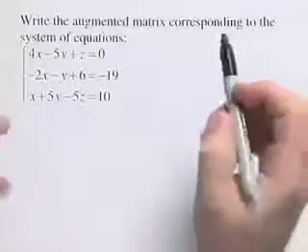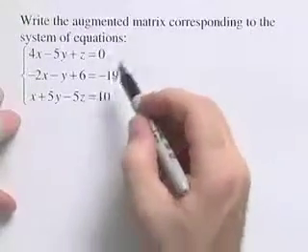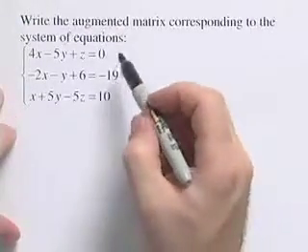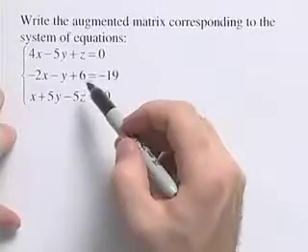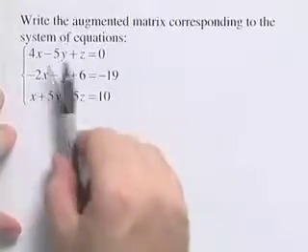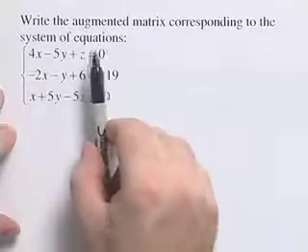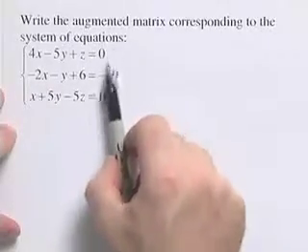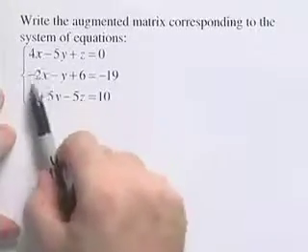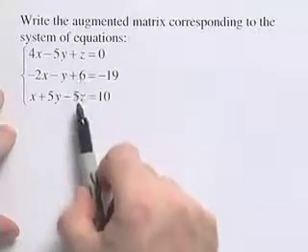For this problem, we want to write the augmented matrix that corresponds to the given system of equations. Here we have our system of equations. Before we write the augmented matrix, we first want to make sure that all our equations are in standard form. That is, we want all the variables to the left side of the equal signs, and we want the constants on the right side. We also like to make sure that all our variables are lined up.